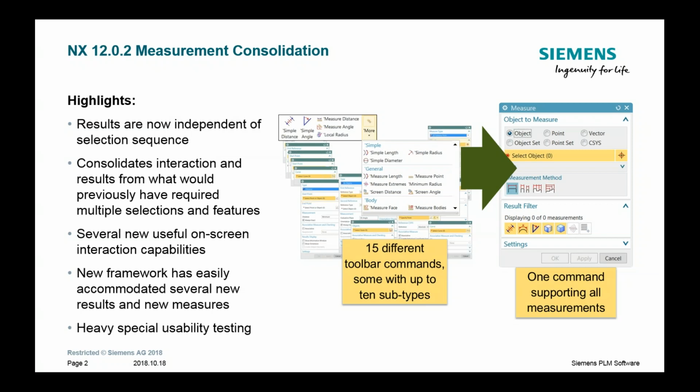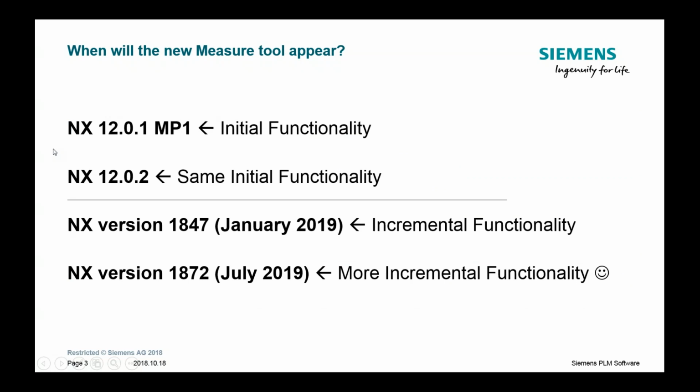So with that, let's jump in and take a look. If you're picking up MPs, you'll see this in 1201 MP1 actually. And then 1202 is kind of the first major release with this particular set of functionality we're looking at. We'll be looking at 1202 today. The coming version of NX here is January 2019 that we're calling NX version 1847.